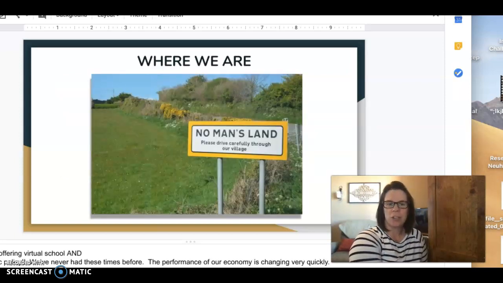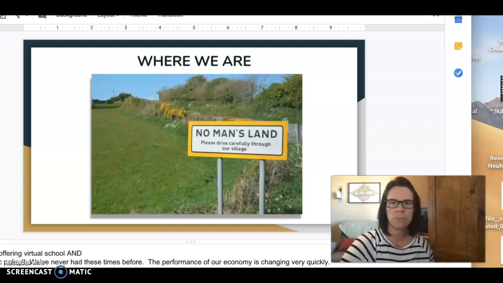I saw this picture and I really thought it described where we're at right now. No one has experienced this before. No one's ever offered elementary school, middle school, high school, virtual school. And it's times that we've never seen in macroeconomic policy either. So definitely want to take some time to talk about this. The performance of our economy is changing very quickly, and people are trying to respond to that change.